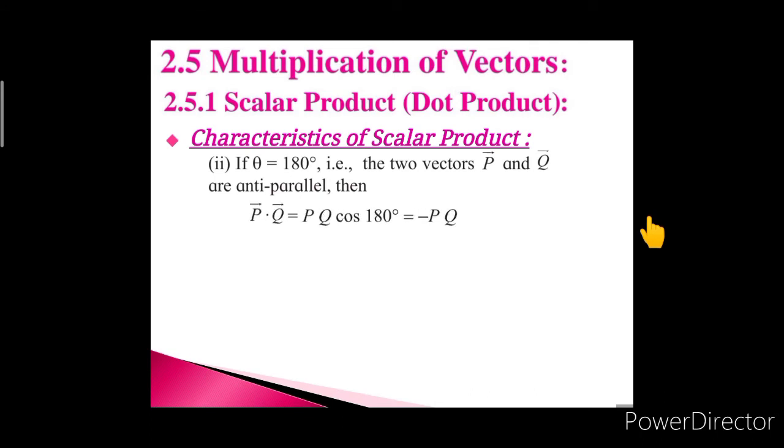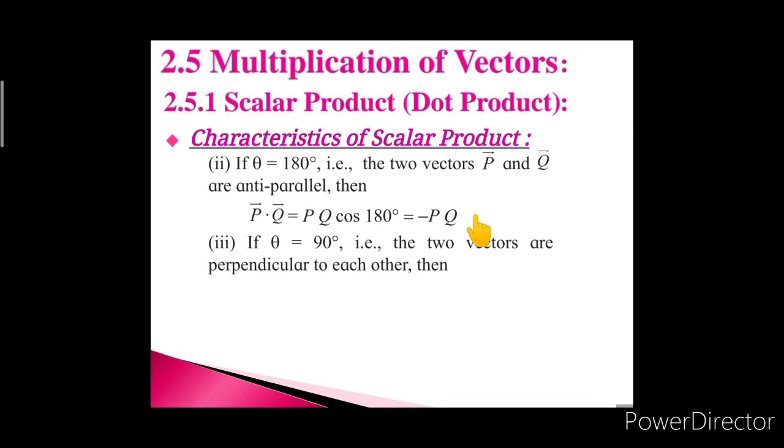So the scalar product of these two vectors is given as vector p dot vector q is equal to pq cos theta. The value of theta is 180 degrees, hence we take the value of cos 180 degrees, which is -1. This -1 is multiplied with pq, and hence we get minus pq. So, when the angle between the two vectors is 180 degrees, or the two vectors are anti-parallel to each other, their scalar product is the negative of the product of the magnitudes of the given vectors.